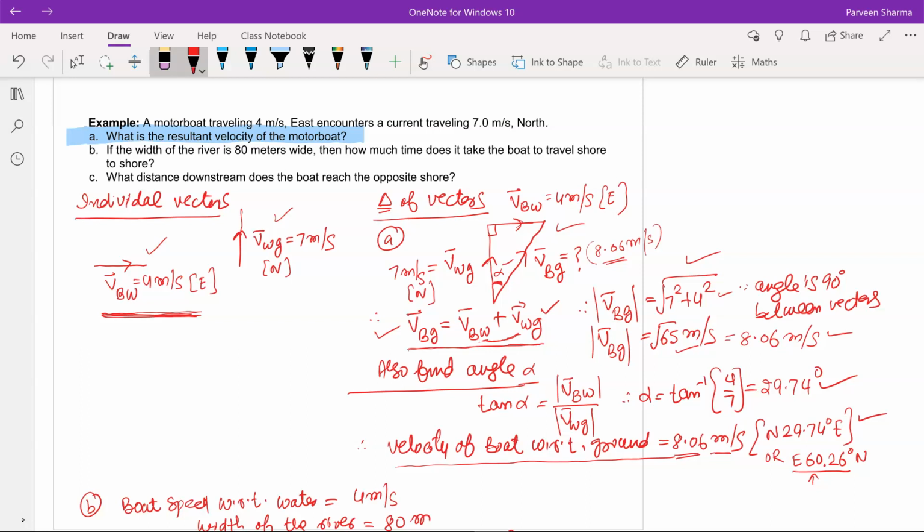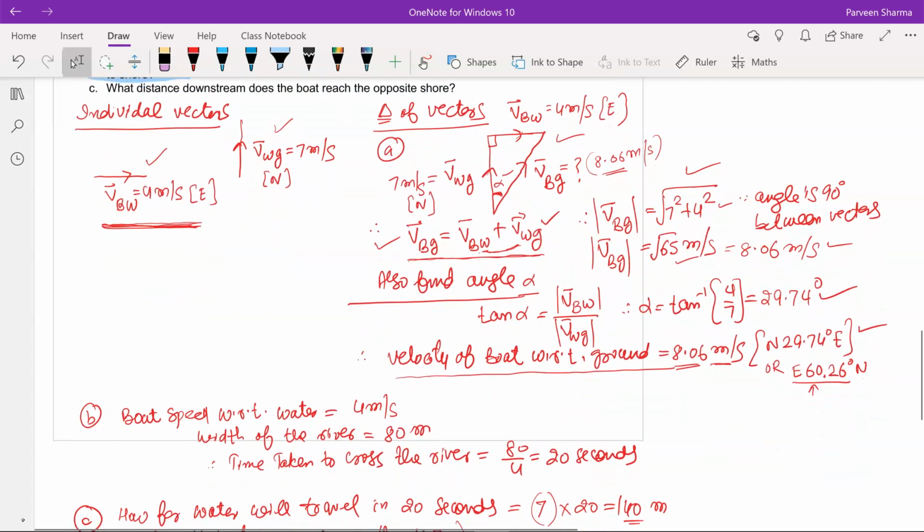Next one, if the boat has to go through the river, which is 80 meters wide, how long will it take? Remember, boat is still going in east direction. This is the direction of the boat. Boat is trying to go in opposite direction, and it has to travel 80 meters.